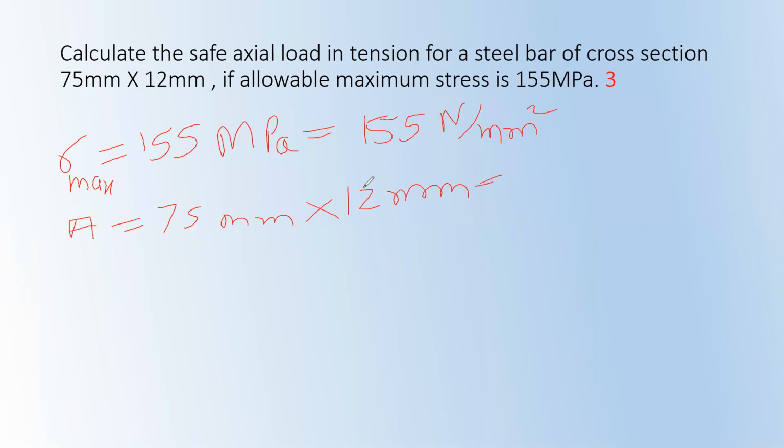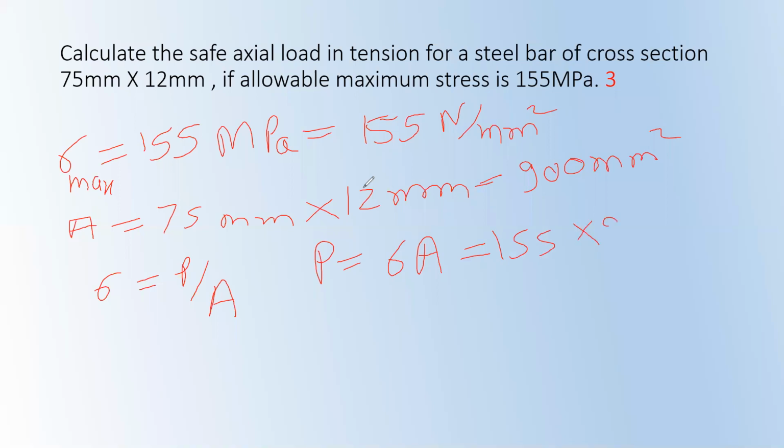So that is equal to 900 mm square. I know that sigma is equal to P by A, but here I want to find out P. So P is equal to sigma into A. We know that sigma is 155 and area is 900, but I write along with the units. So just check it.